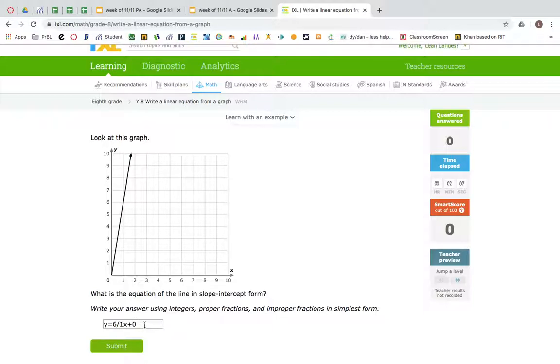I could also make it look a little simpler. Adding 0 doesn't really do anything, so I can just delete that. And then a fraction means divide, so 6 divided by 1, that's the same as just 6. Again, either answer will work. Y equals 6x looks nicer, but y equals 6 over 1x plus 0 will also be accepted.